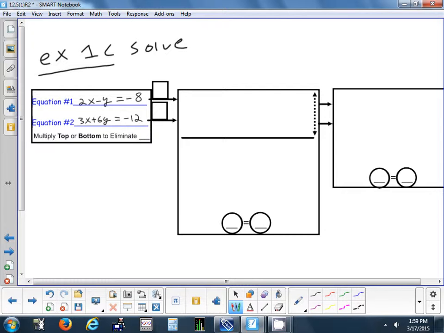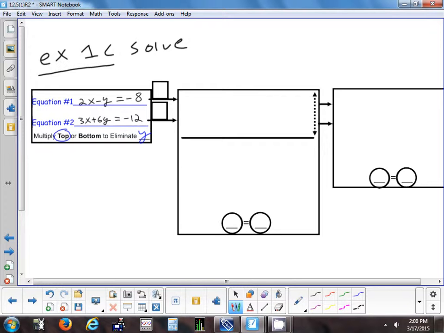Okay, so before we say it, which equation do you think we're going to multiply by? Top or bottom? Which one? Top. Yeah, I would do the top. Okay, we're going to multiply the top to cancel with the 6. What are we going to try to eliminate? Y. Yeah, we're going to try to eliminate y.